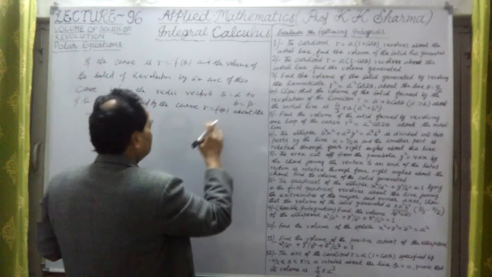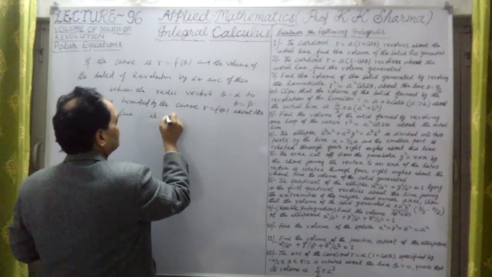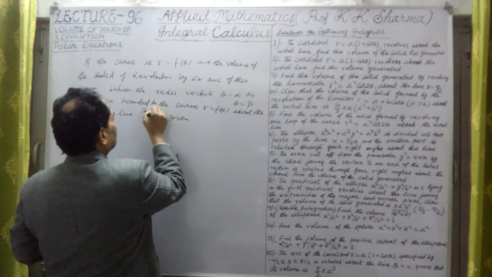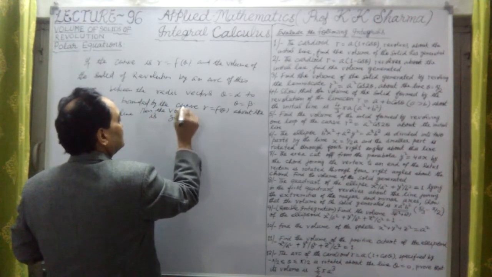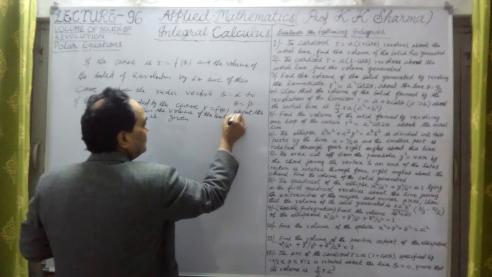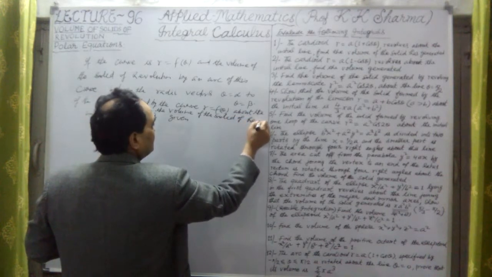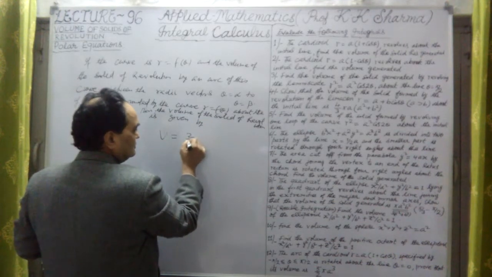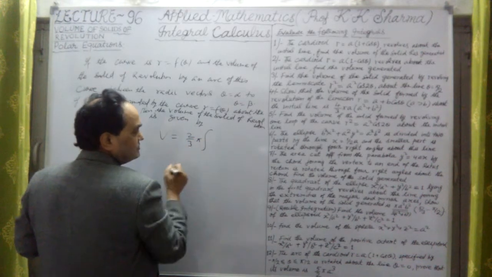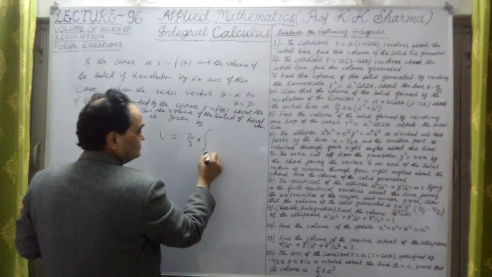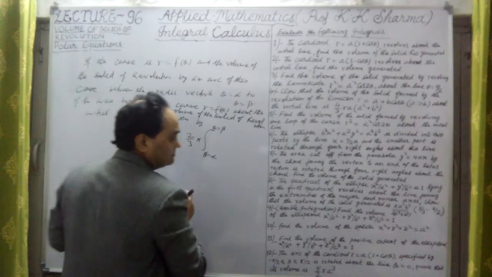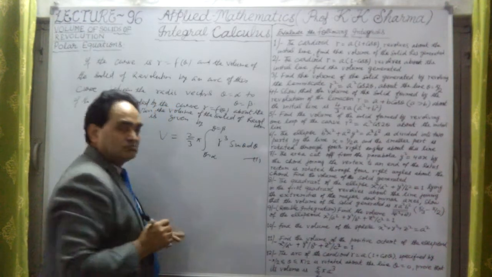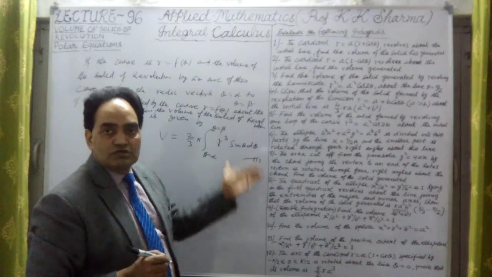Then the volume of the solid of revolution is given by this shortcut formula: 2 upon 3 pi times the integral from theta equal to alpha to theta equal to beta of r cube sine theta d theta. Try to understand this and note it down. This formula is used when the solid is revolved around the initial line.